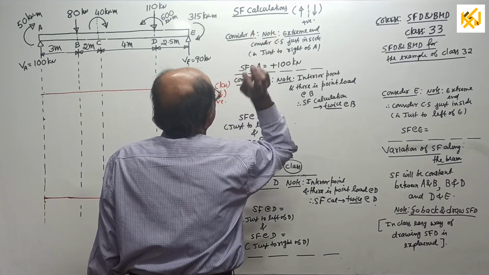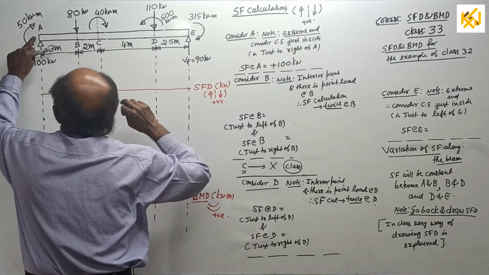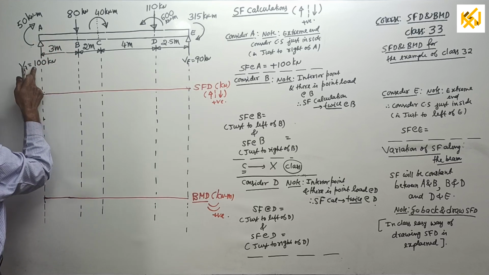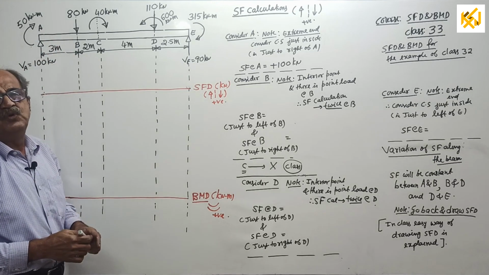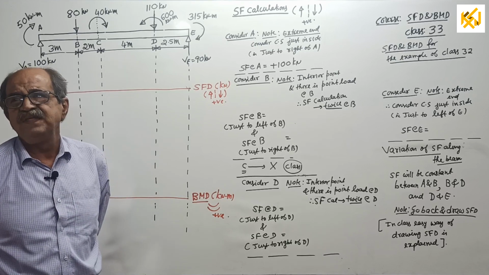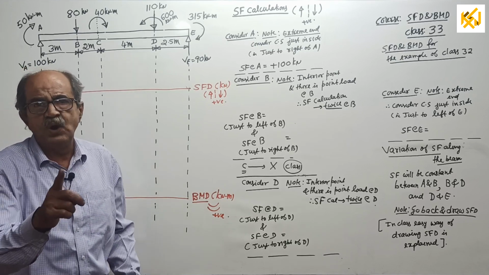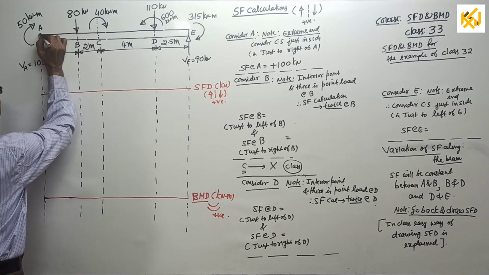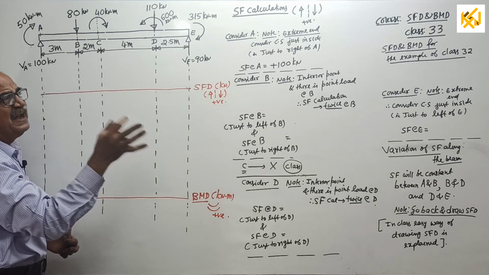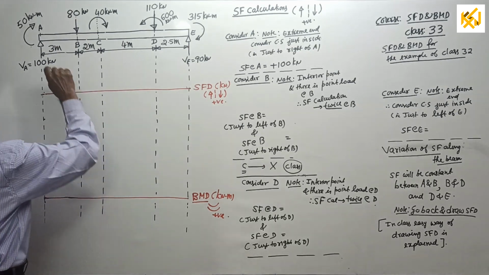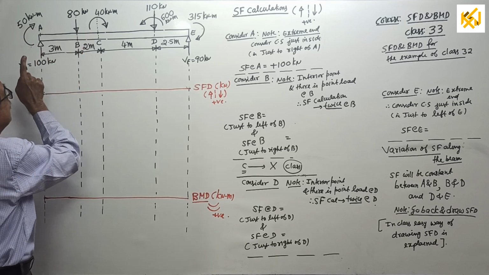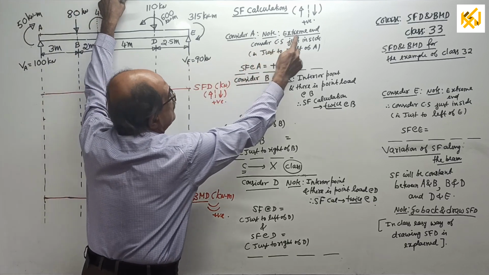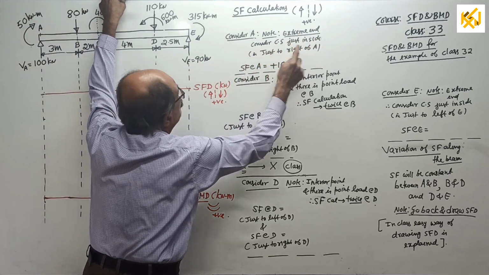Consider A. Note, it is the extreme end. Do not say there is a point load here. At the extreme end, you never bother whether a point load or couple is there. But I told you, at the extreme end, consider a section slightly inside. Slightly inside means, since it is the left end, slightly to the right of A, or consider a cross section just inside, that is just to the right of A.